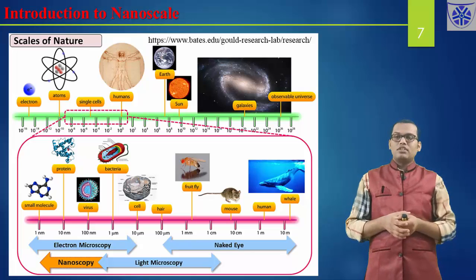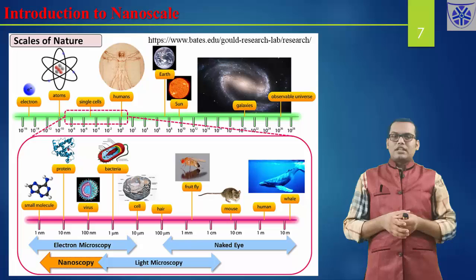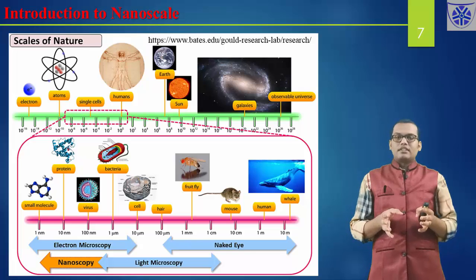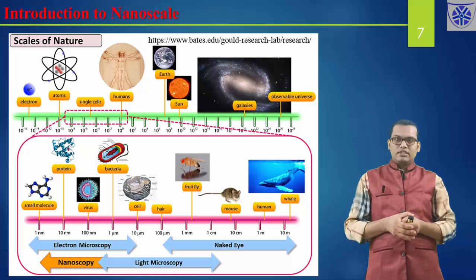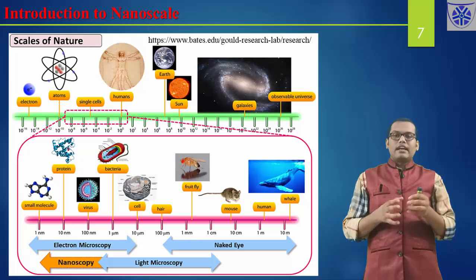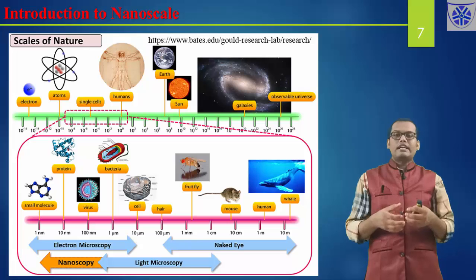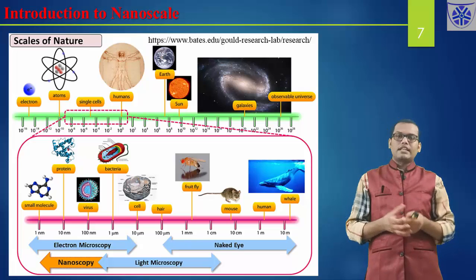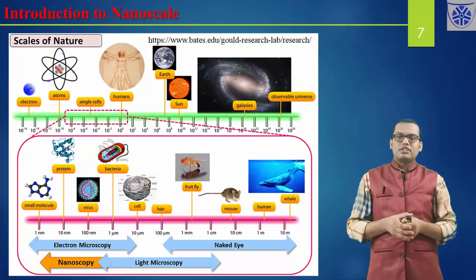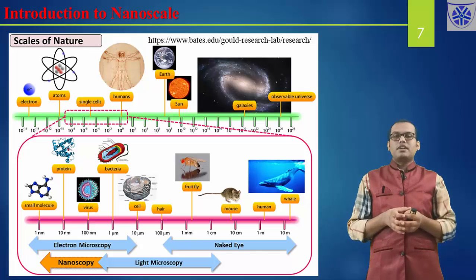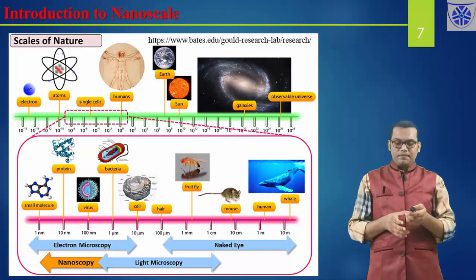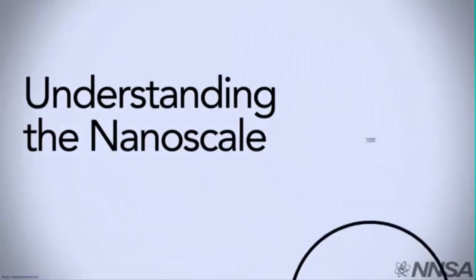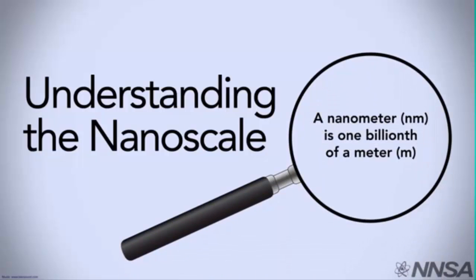So that is also called nanoscopy. That means to understand nanomaterials or any nano substance, you need to see those materials using an electron microscope, like scanning electron microscopy, transmission electron microscopy, or tunneling microscopy. In that microscopy, you can specifically see this kind of small size materials, right? So let us see how small nanoscience is.